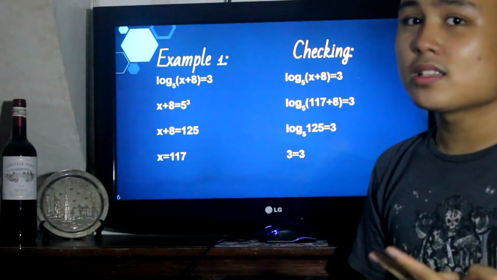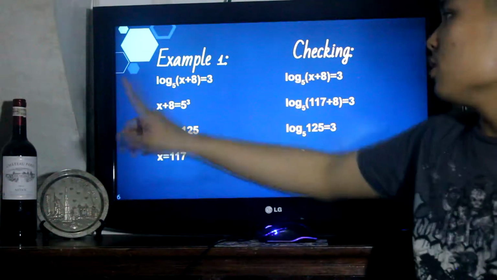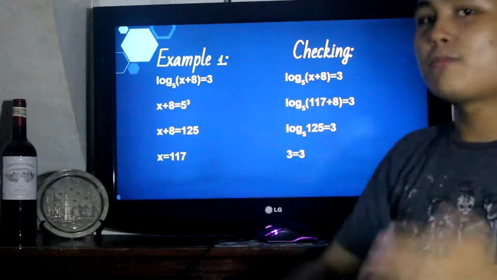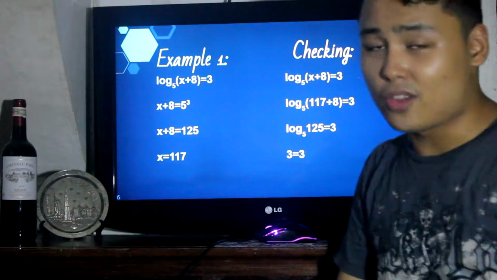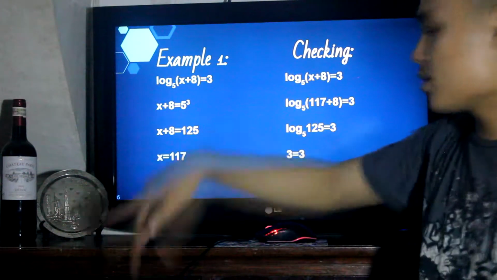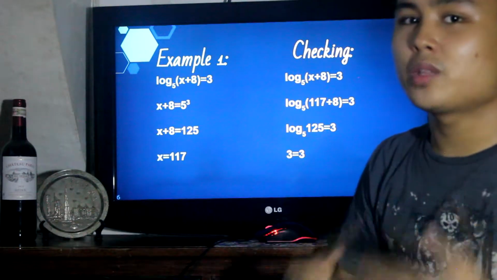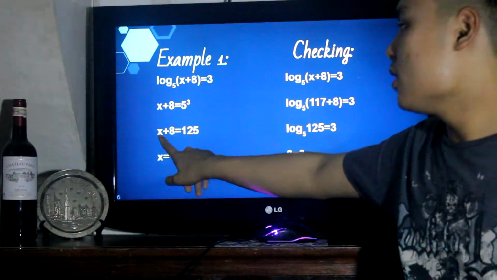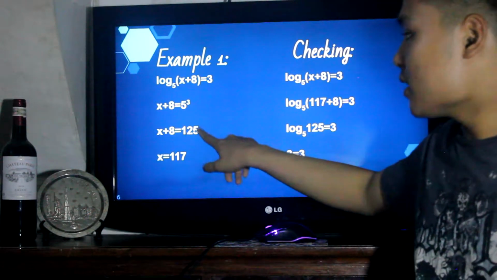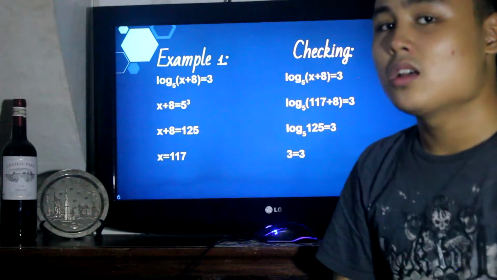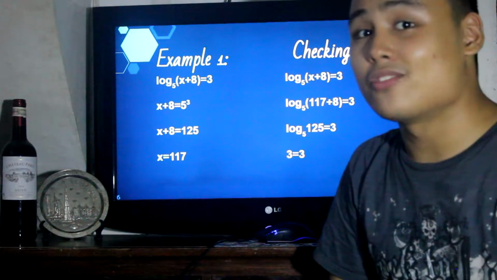Second step is, evaluate na natin. So, x plus 8 is equals to 5 raised to 3. And 5 raised to 3 is 5 times 5 is 25, times 5 is 125. So, x plus 8 is equals to 125. Find the value of x. Ta-transpose na natin si 8. So, x is equals to 125 minus 8, which is 117.